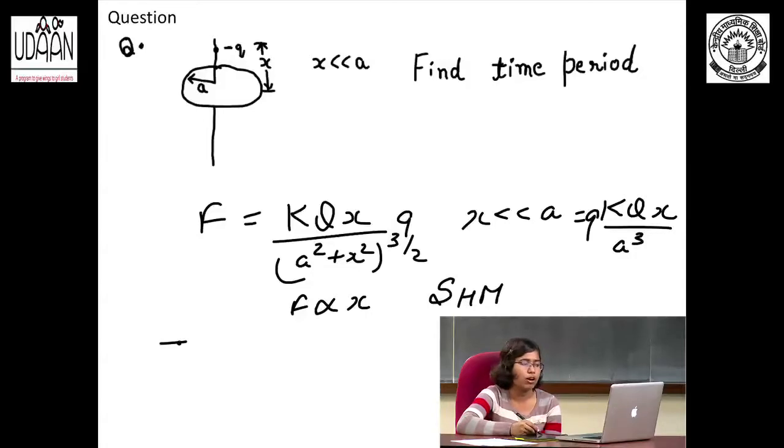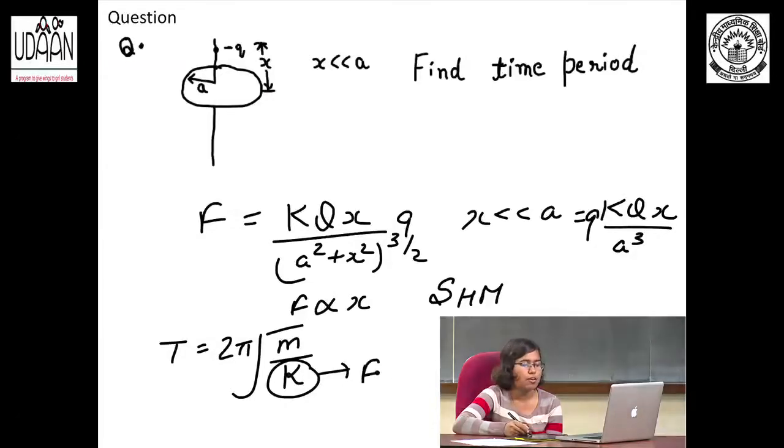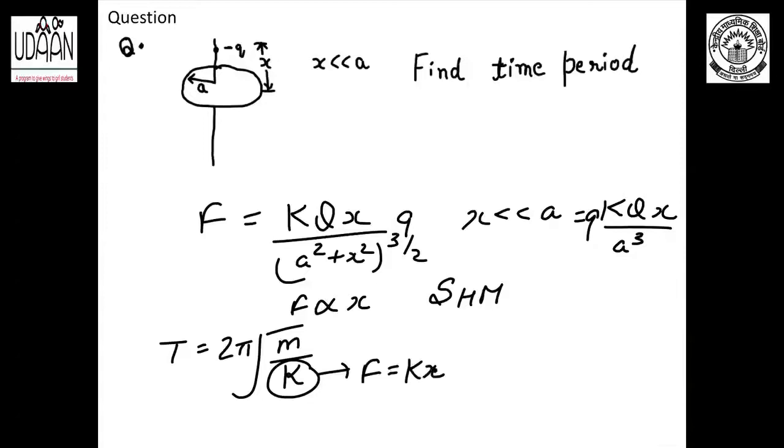We know the formula for the time period, which is equal to 2 pi under root m by k, where k is the constant relating f and x. In this case, this is the value of k. So putting this value of k, we can find out the time period for this.